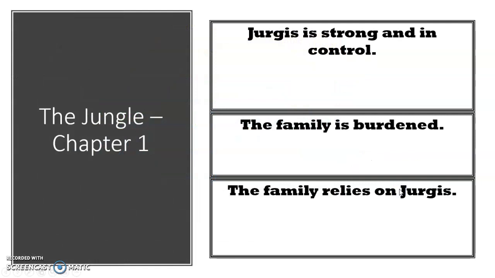Now, what we're going to do to go over this strategy is go back to the chapter 1 activity that we did where we put the evidence, the quotes from the chapter, under each of these claims. So let's pull that out. We're going to look at these 3 claims and the evidence that we used, and we're going to see how it fits with the RACE strategy.